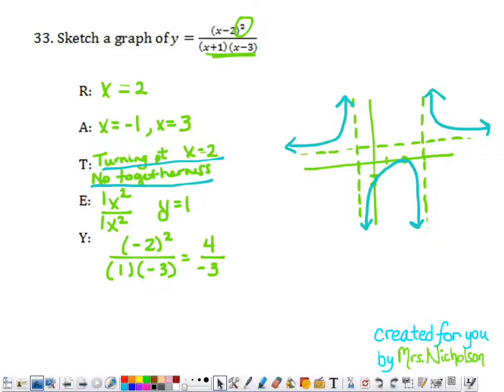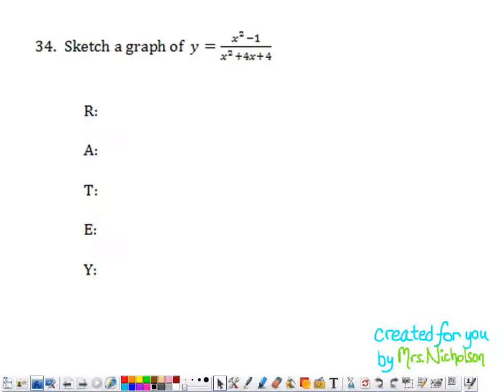Alright, let's move on to the next graph. Question number 34. We have this rational function. Now notice this time it's not in factored form for us, so we need to factor this before we get started on the radii. So x squared minus 1, that factors to be x plus 1, x minus 1.